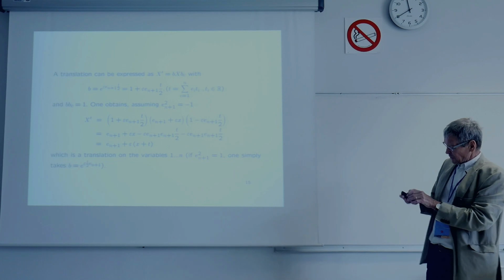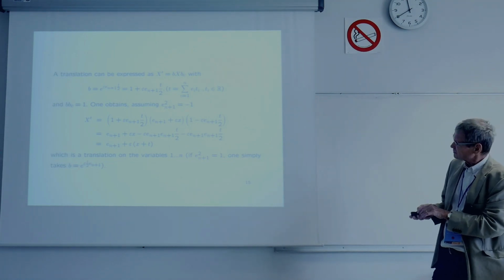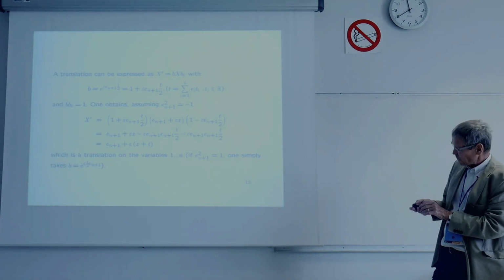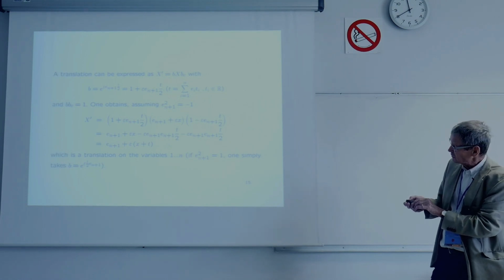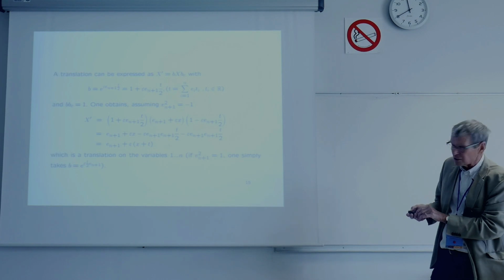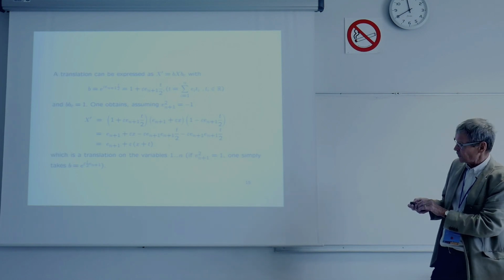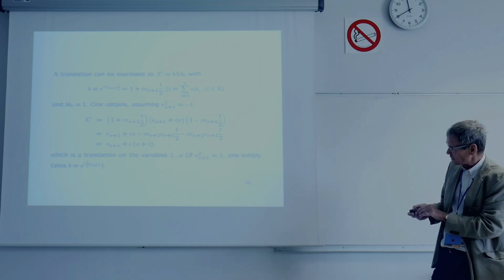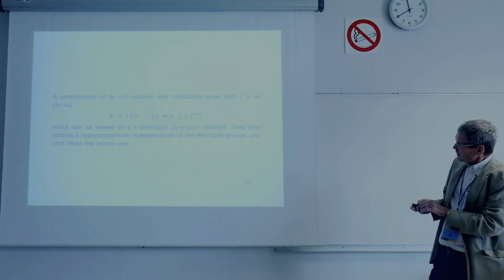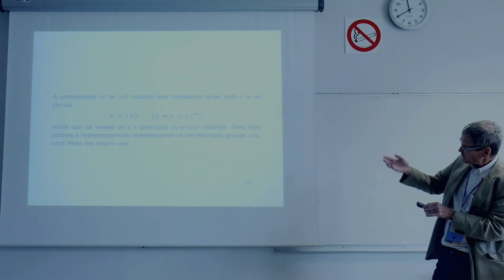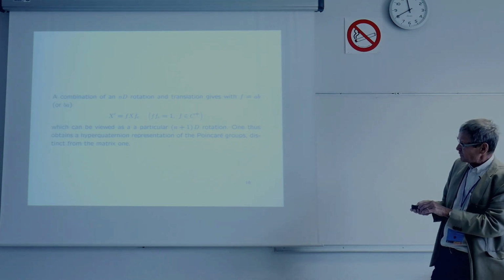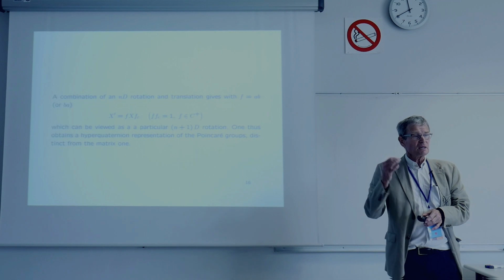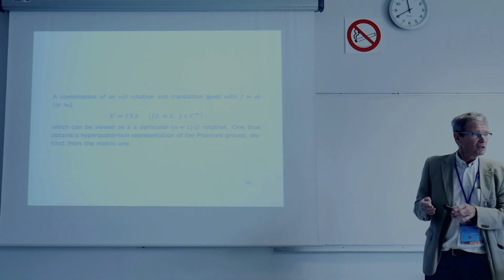So we express the translation as an exponential like this, t over 2, and we verify that this is indeed a translation on all the n variables. A combination of n-dimensional rotation and translation gives a general f, and then we can apply to this f the same canonical decomposition we have just introduced.